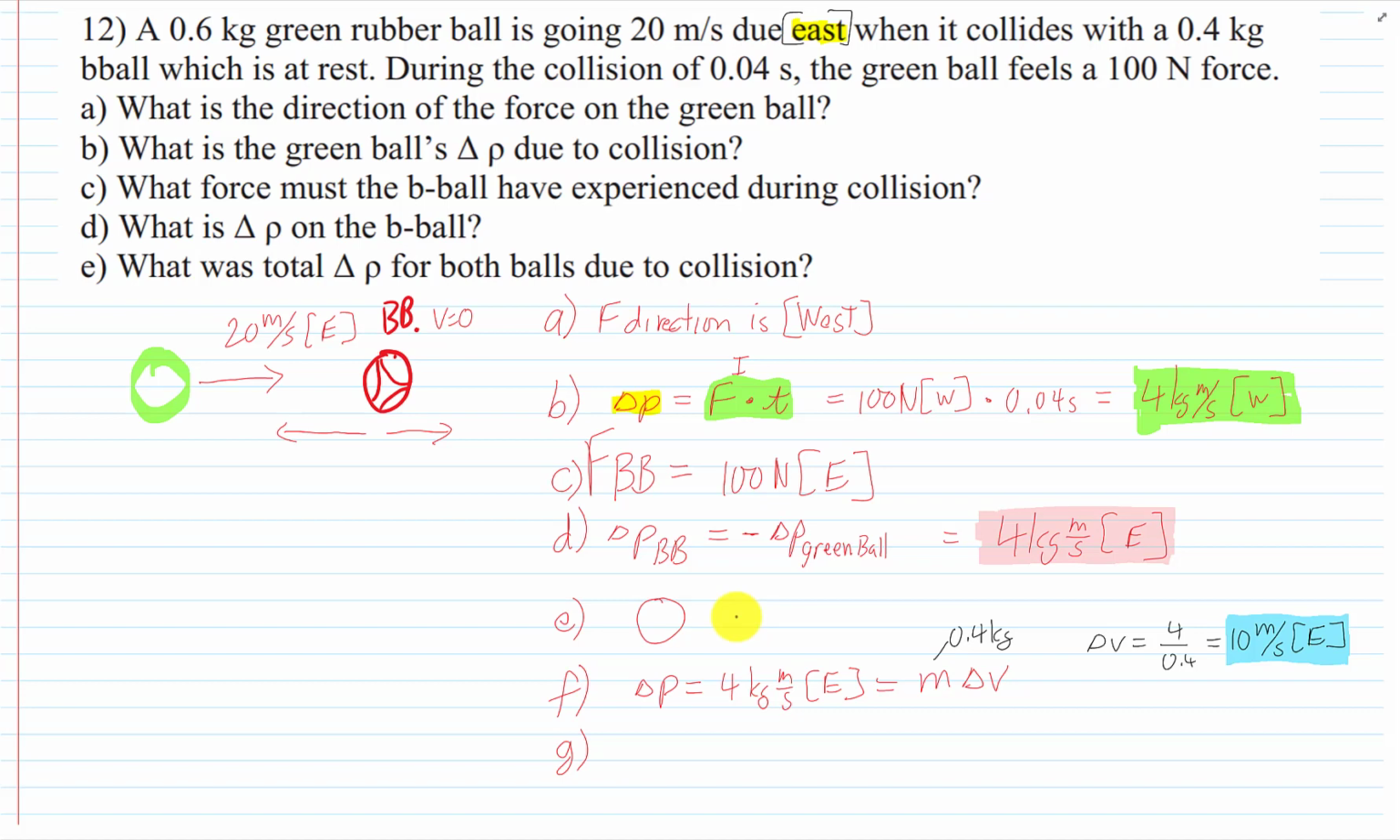What other piece of information do we not know that we could derive from this question? I will pause this. Think about it. Exactly, the final velocity of the green ball. So we know its change in momentum is 4 kilogram meters per second west.